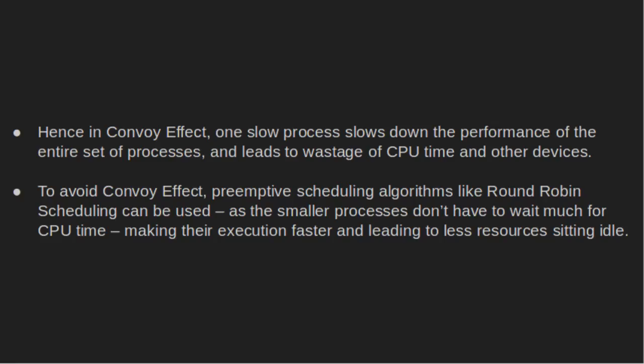Hence, in convoy effect, one slow process slows down the performance of the entire set of processes and leads to wastage of CPU time and other devices. To avoid convoy effect, preemptive scheduling algorithms like round-robin scheduling can be used, as the smaller processes don't have to wait much for CPU time, making their execution faster and leading to fewer resources sitting idle.